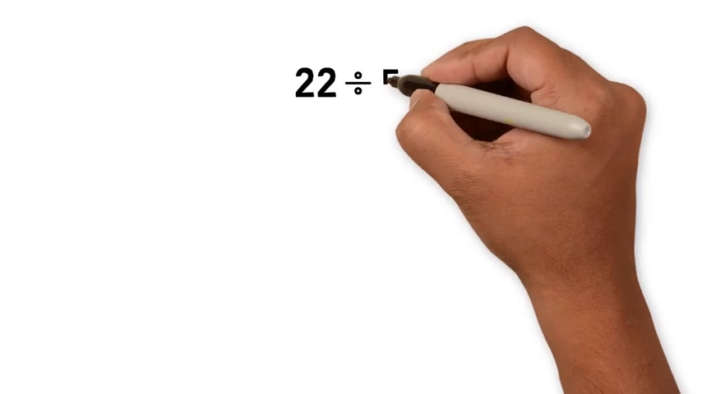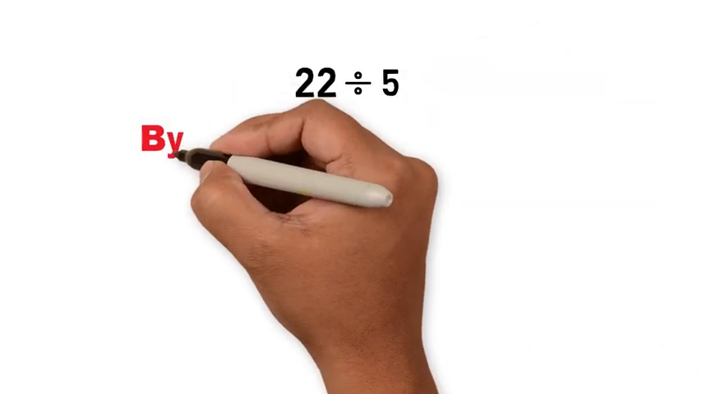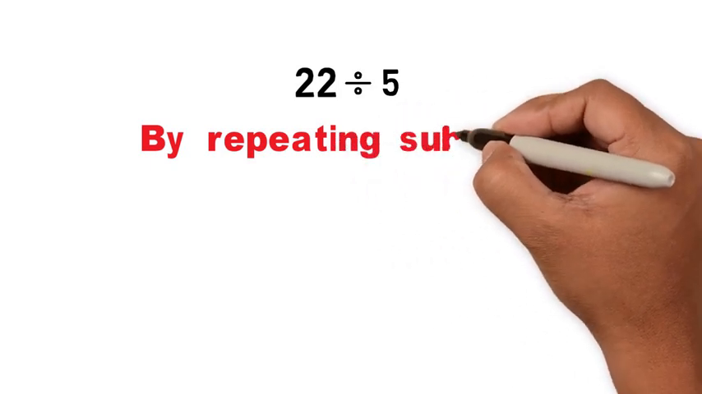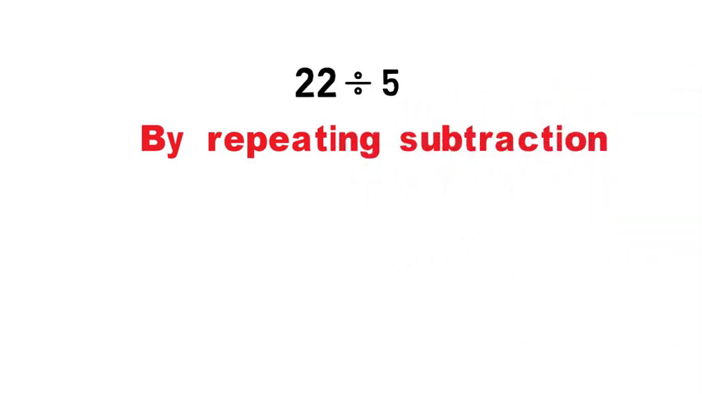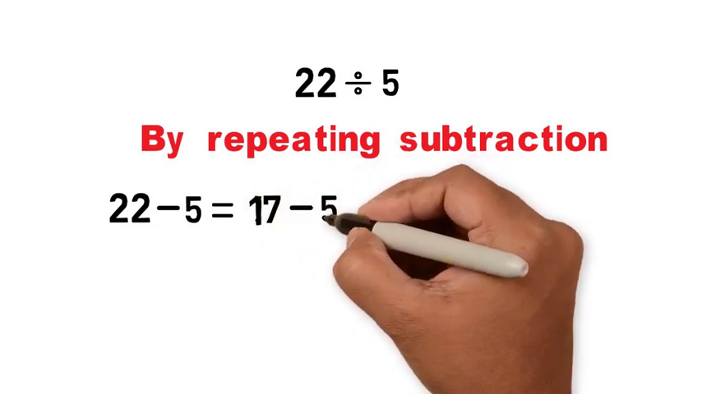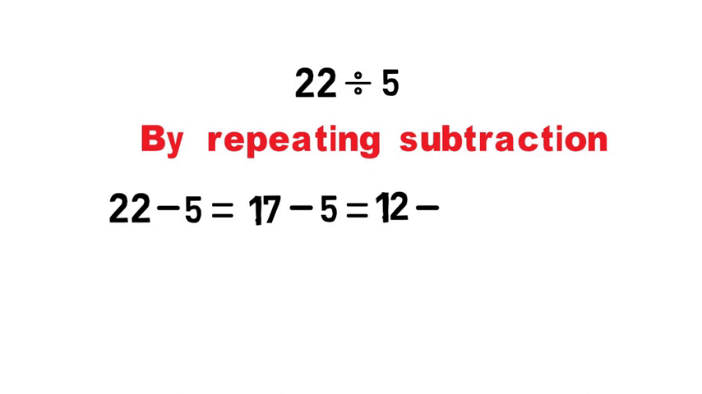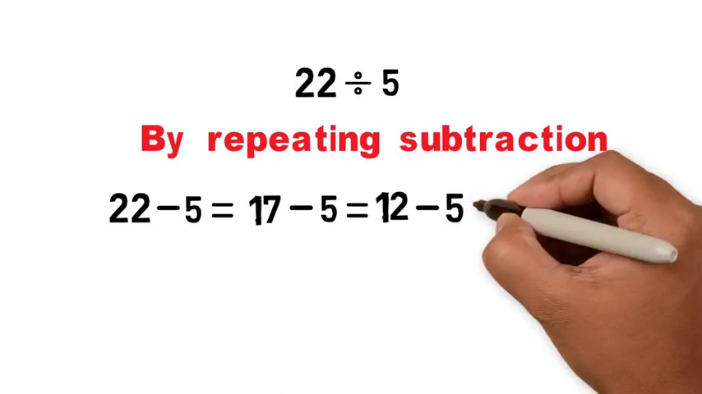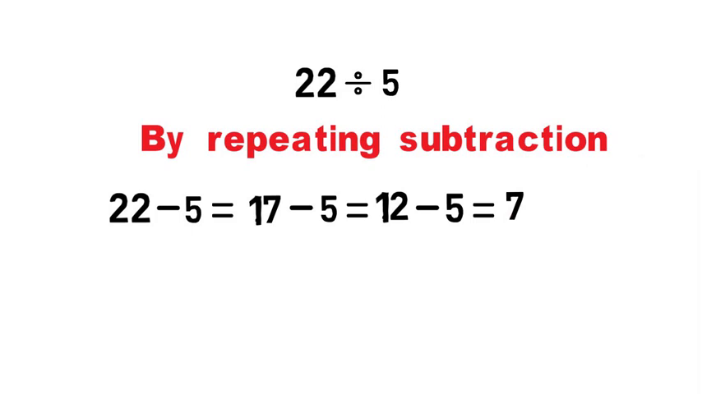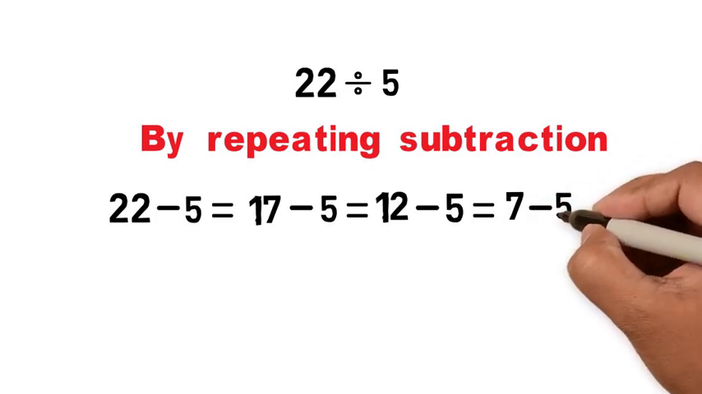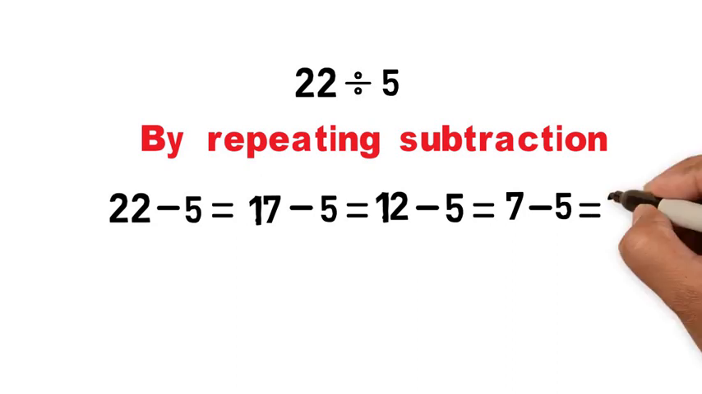Let's take one more example. 22 divided by 5. We also do it by repeating subtraction. 22 minus 5 is 17. 17 minus 5 is 12. 12 minus 5 is 7. 7 minus 5 is 2.